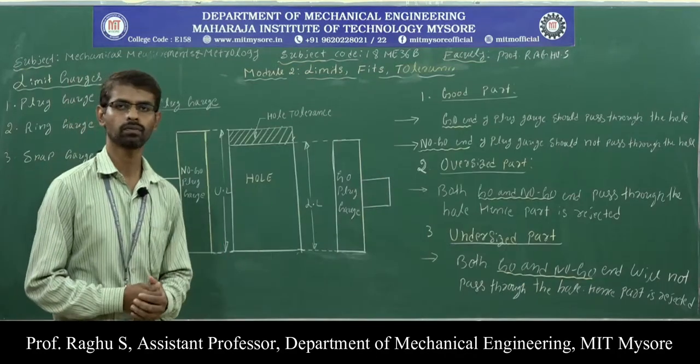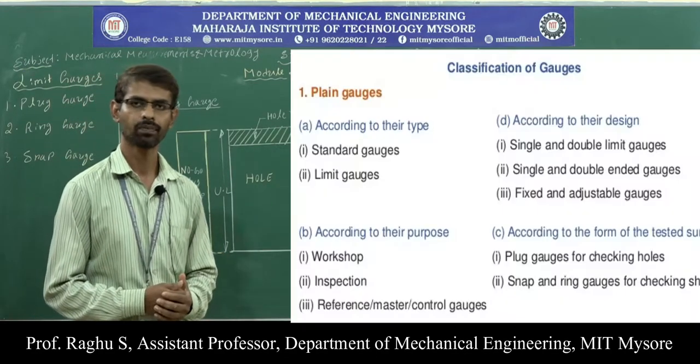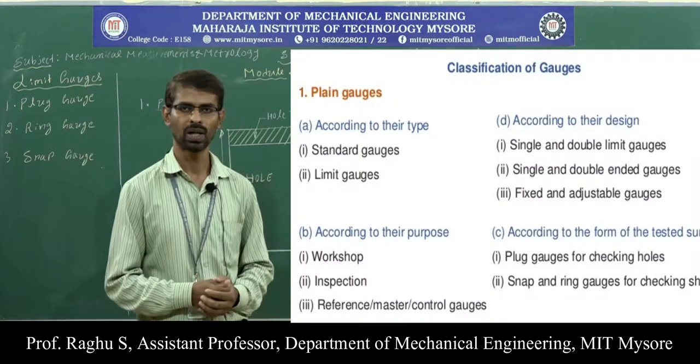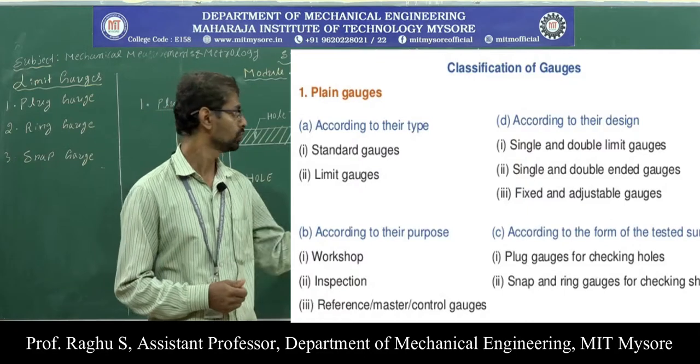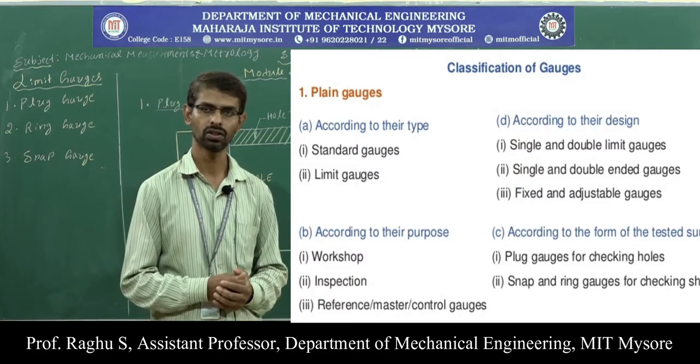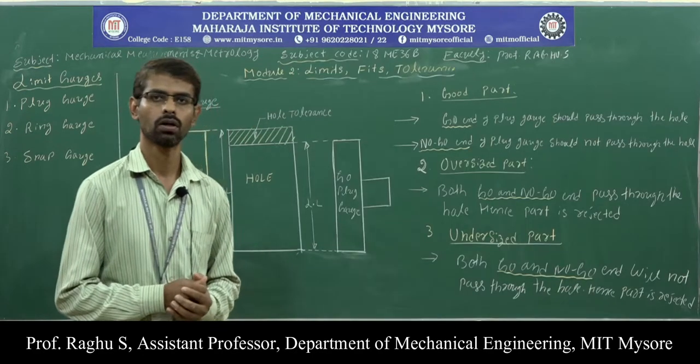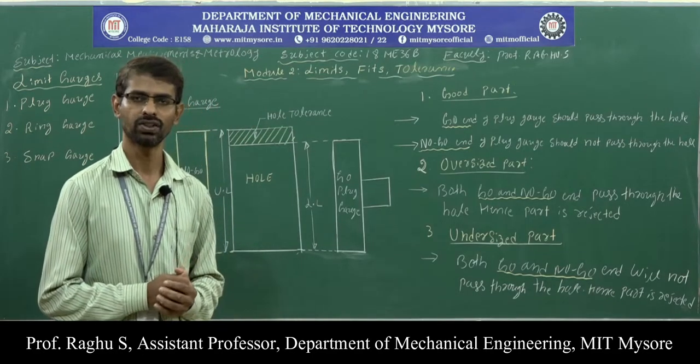Okay, next one, plane gauges. So these are all the classification of plane gauges. You just go through the classification of plane gauges. In the syllabus we have only limit gauges. So what do you mean by limit gauges?